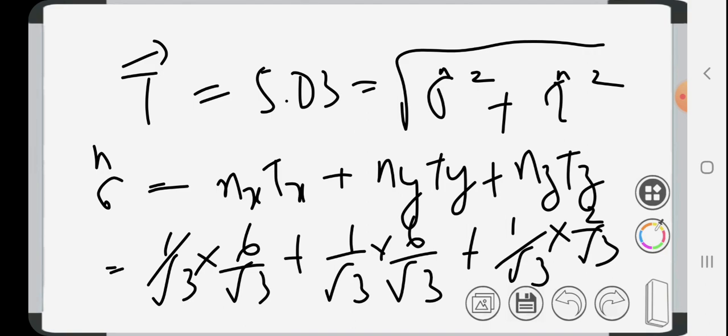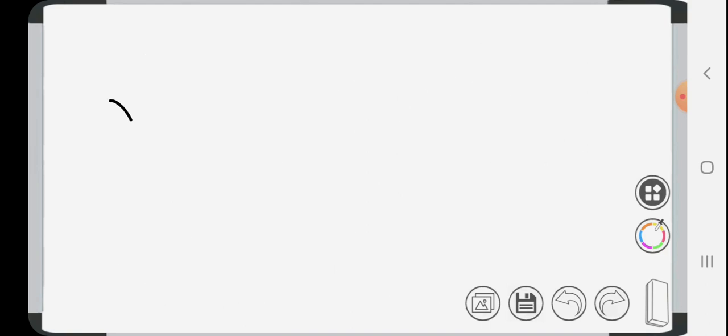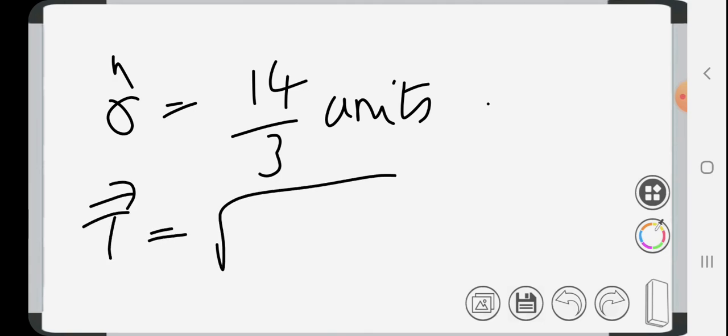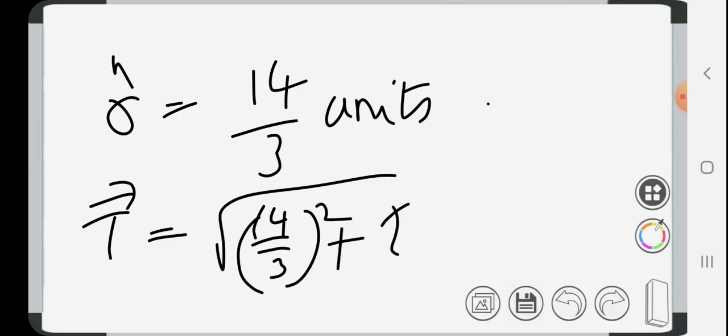So if you do the calculation, 6 by 3, 2, 6 by 2, by 4 plus 2 by 3. 4 plus 2 by 3 means 14 by 3. So this value, the normal component, will be 14 by 3 units. So students, the t vector squared is 14 by 3 whole square plus tau n squared.